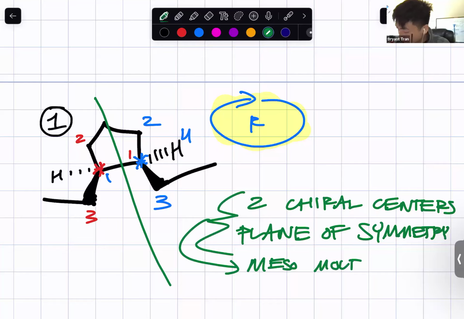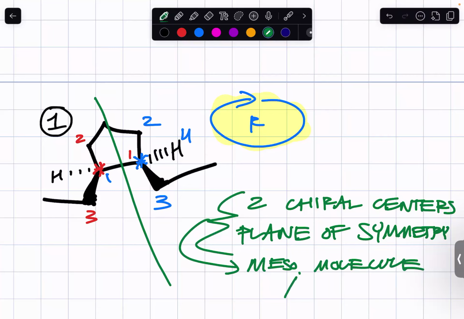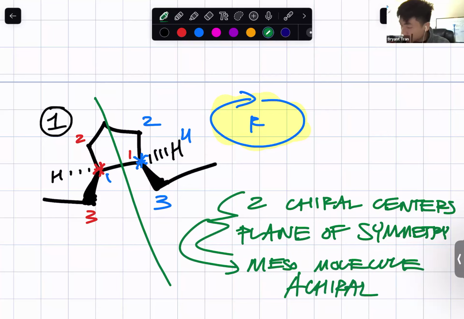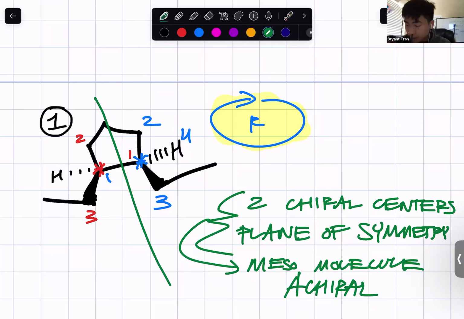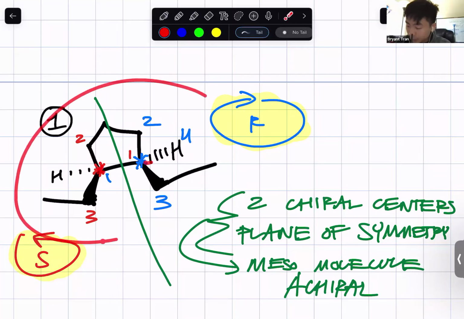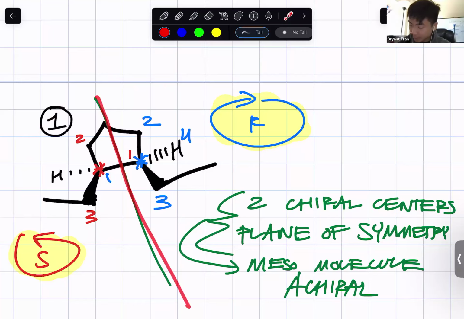molecule. And because it is a meso molecule, is this chiral or achiral? Achiral. Yep. This overall molecule is achiral, even though it has two chiral centers, right? Because it has this plane of symmetry, it is achiral, meso. Now, there is still an RS configuration for the red one here, which is going to be counterclockwise, S. So it will be S for the red chiral center. We can still assign RS for these two chiral centers because they are still chiral centers, but the overall molecule is achiral, right? Because of this plane of symmetry here.